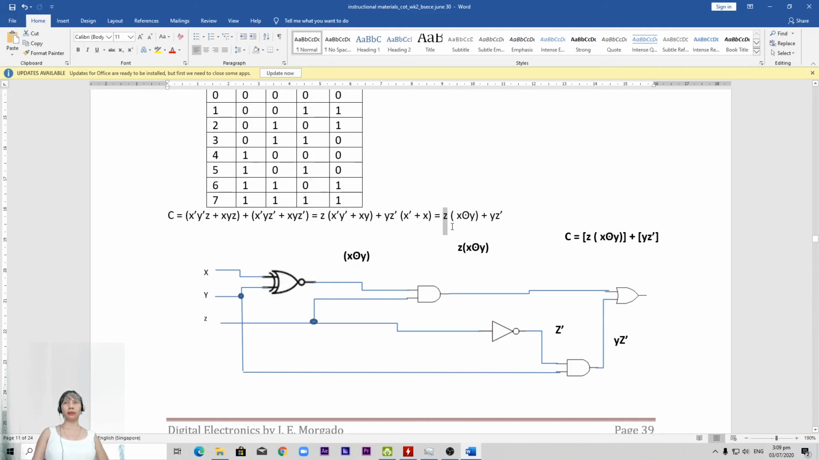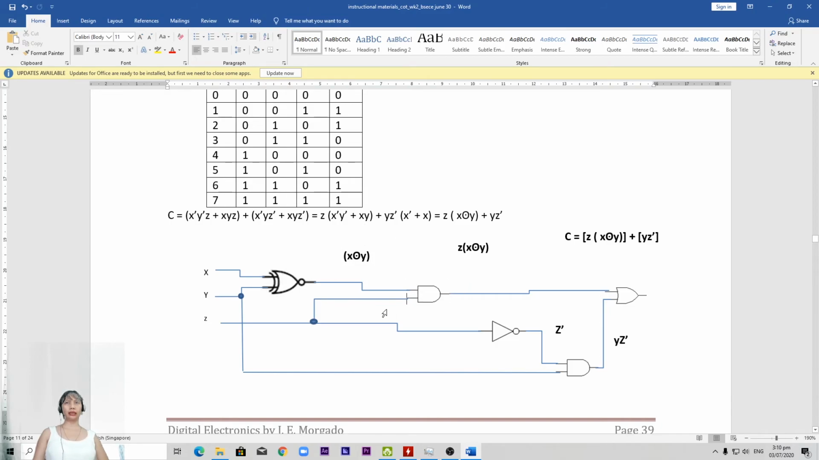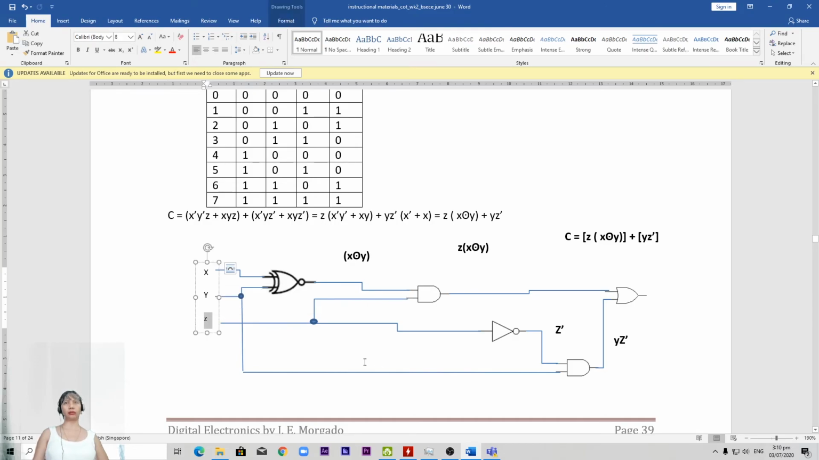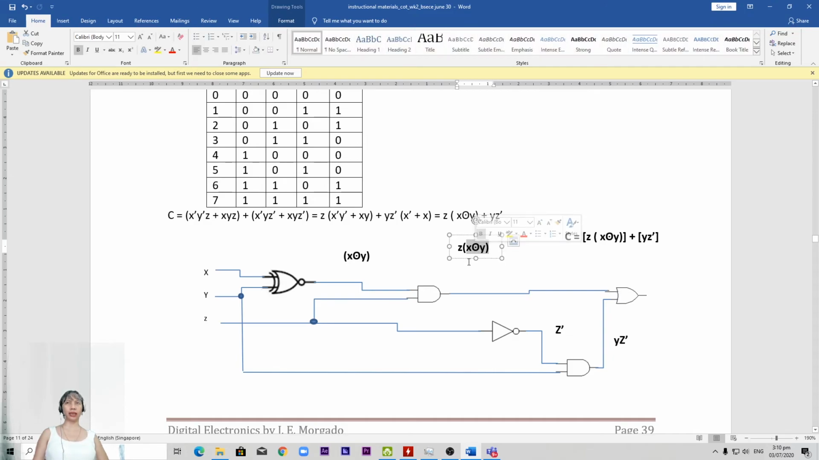To implement multiplication, you need an AND gate. The output of the x nor is inputted to the AND gate, and the other input will be sourced from z. Therefore, the output of the AND gate is z times x nor y.